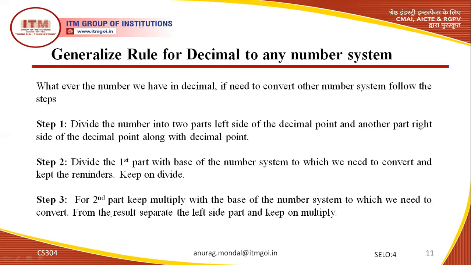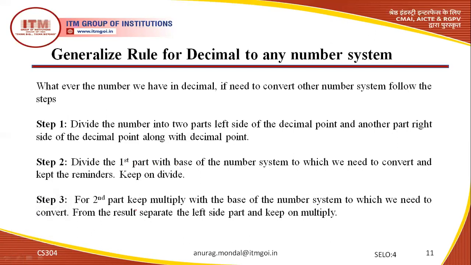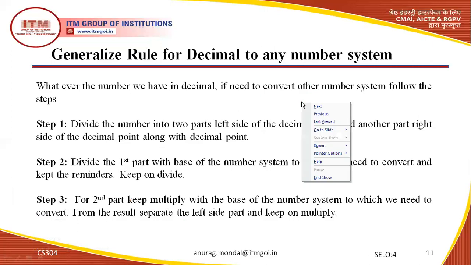Third step is that we need to just multiply with the base of the number system to which we need to convert, and just separate the result and keep on multiplying. So if I take this thing with some example, so I just showed you some example. Okay, so that will be the better way.